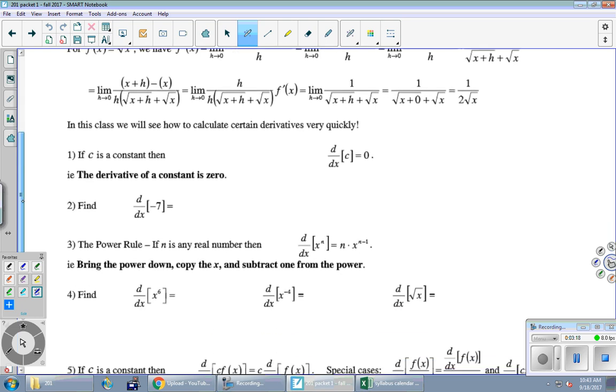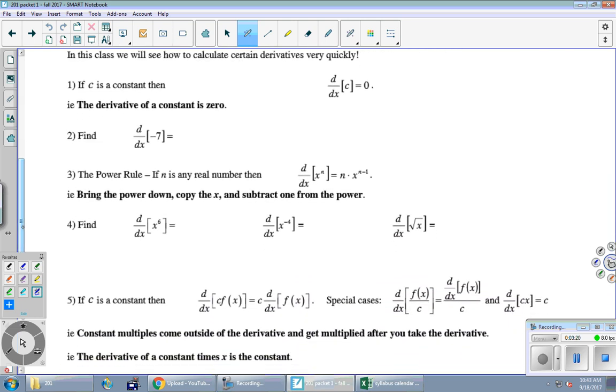Okay, so rule number 1. If c is a constant, then the derivative of c is 0. The derivative of any constant is 0. Hopefully this makes sense. If you imagine graphing y equals a number, you'll graph a horizontal line, and the derivative of that horizontal line is 0 everywhere. So, for example, what is the derivative of -7? 0. Good. They'll get harder, I promise.